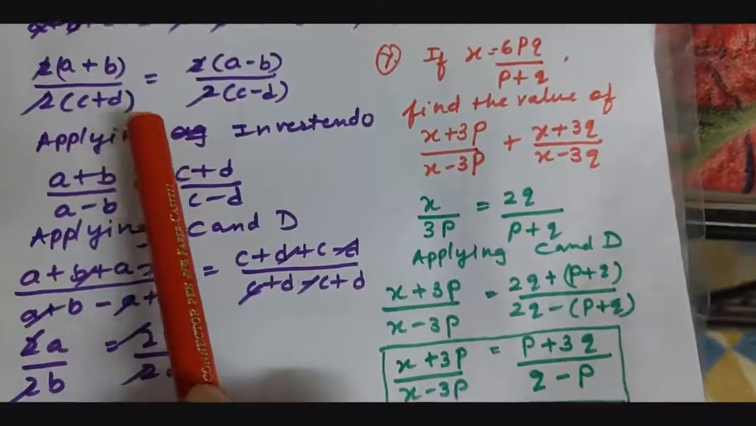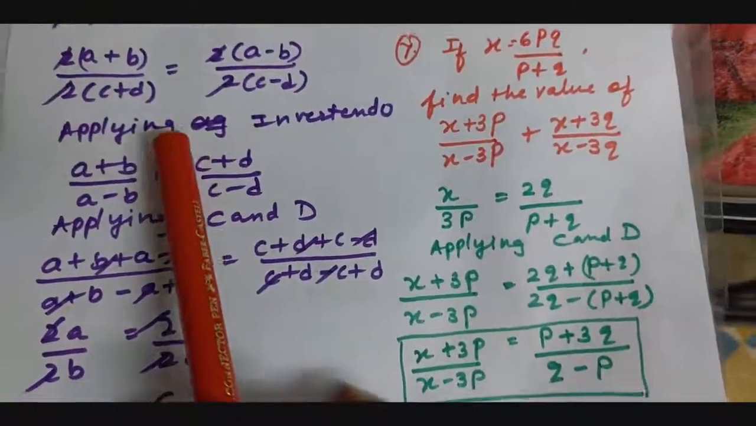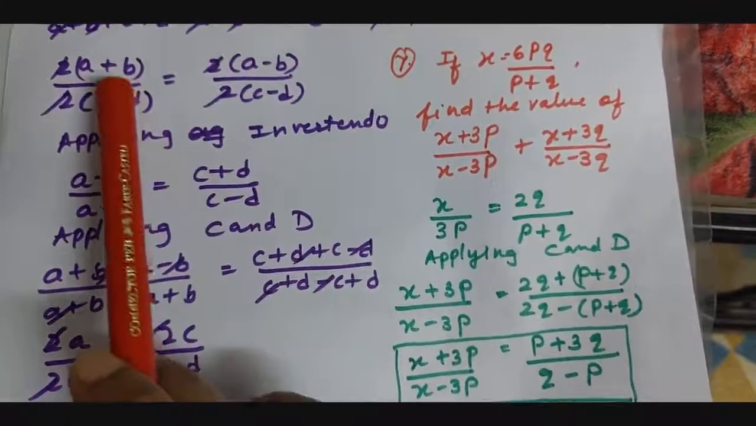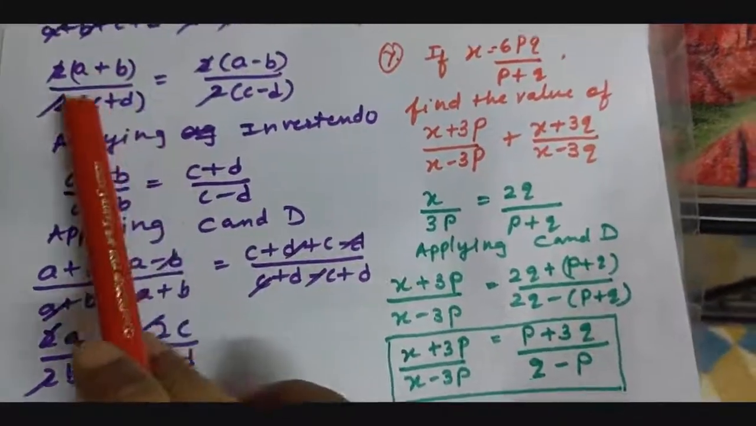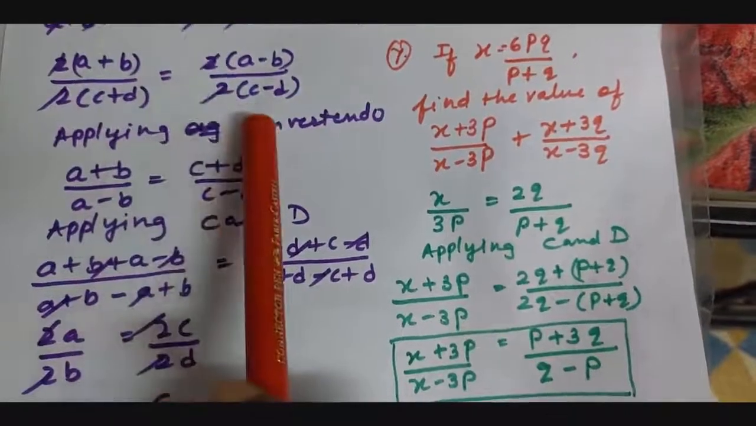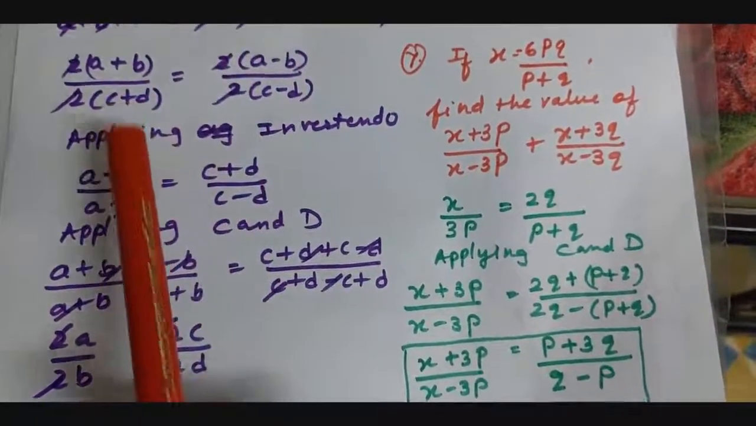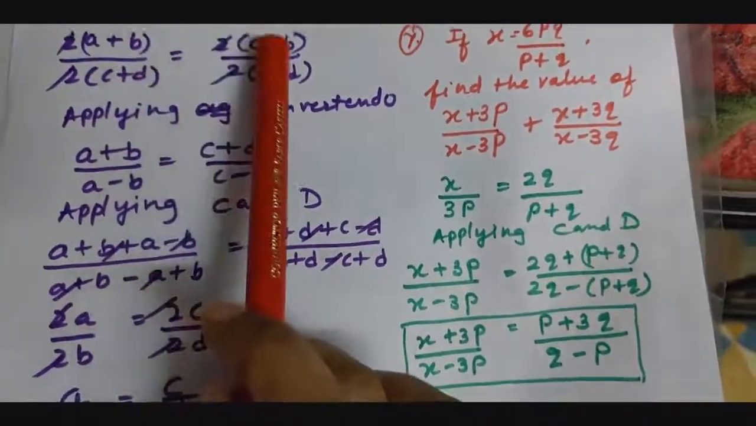Now still we have not reached our result, so we apply invertendo. Why am I taking invertendo? Because again I get different terms on the left side and right side, so changing by invertendo, this a minus b in the denominator, c plus d in the numerator.